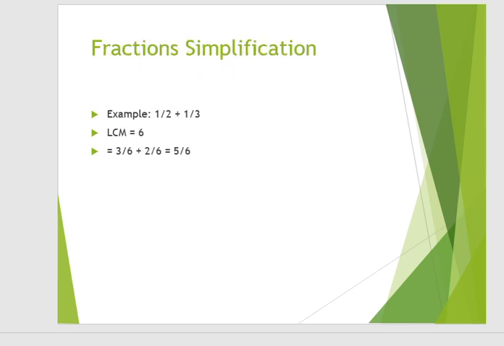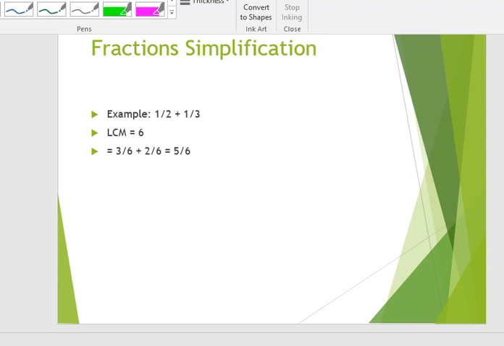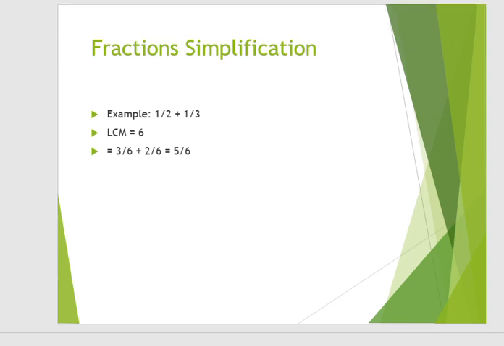Next slide. Fraction simplification. You can even simplify fractions. Here we have to find the LCM, what we did in the LCM and HCF chapter. You need to find the LCM and then you can go with the addition of numbers. So 1 by 2 plus 1 by 3. Here 3 and 2 are in the denominator, or at the bottom. So we have 1 upon 2, 1 upon 3. We have to make a common base. They don't have any common number, so the LCM will be 6.